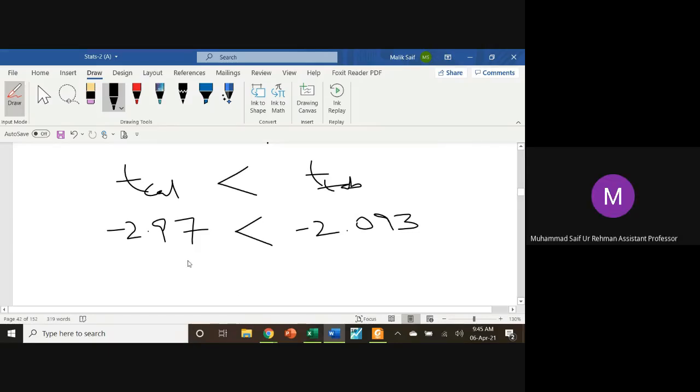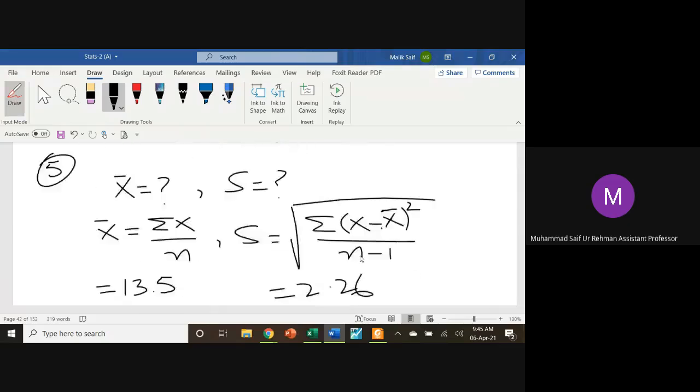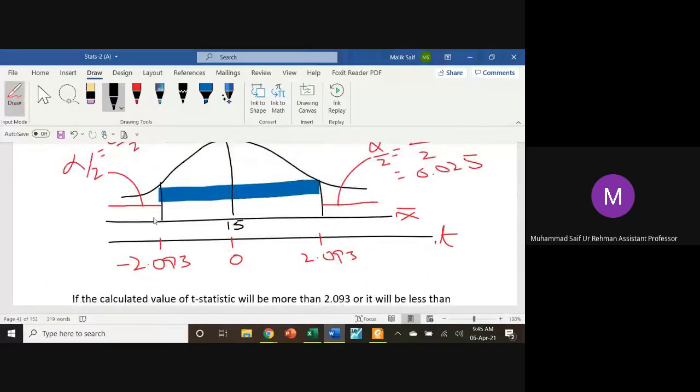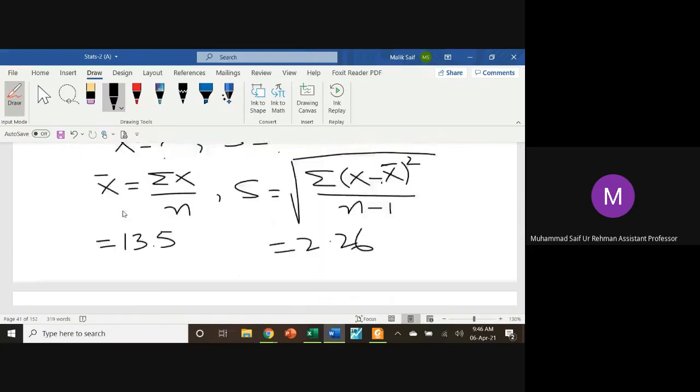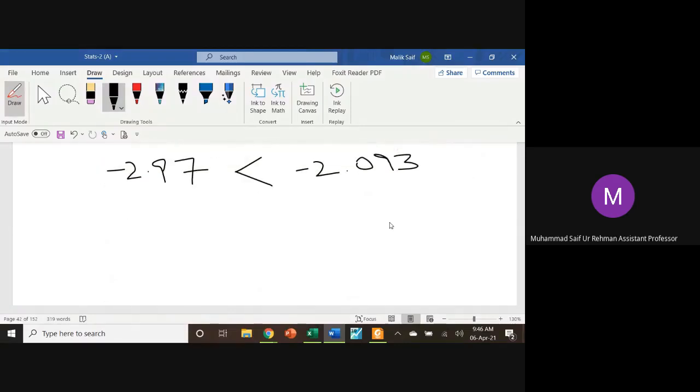Okay. So what this means, the calculated value is less than the tabulated value. It means that this less value will be in this region. 2.97 will be to the left side of this value, and it means that that will be in the rejection region. So what this means? This means that you would reject H naught. So you may write down over here, reject H naught.